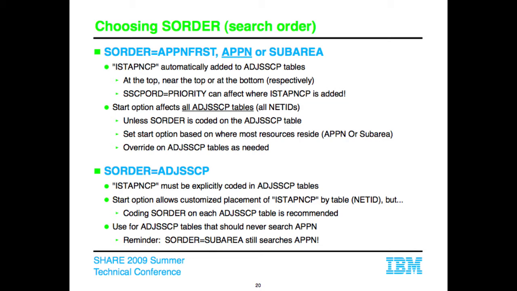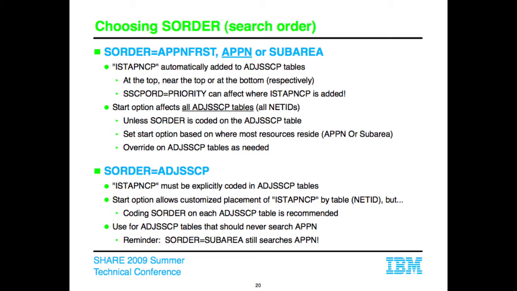And so we gave you an SORDER value equals ADJSSCP. Basically when you code this value, VTAM will not automatically add the IST.APPN.CP entry to your adjacent SSCP tables. Instead, we rely on you coding the IST.APPN.CP entry in the appropriate location in each table. You could code the IST.APPN.CP entry at the top of the table for the ones that you want to prefer APPN searching. You could code it at the bottom, for example, of the NETZ table to say that I want to try subarea first, but if that doesn't work, we'll try APPN last to get over there. You could also code it in the middle. I want you to search a couple of CDRMs first, and if that doesn't work, I want you to search the APPN network, and if that doesn't work, come back to the subarea side and we'll search a couple more subarea attached ones. So that would work also.